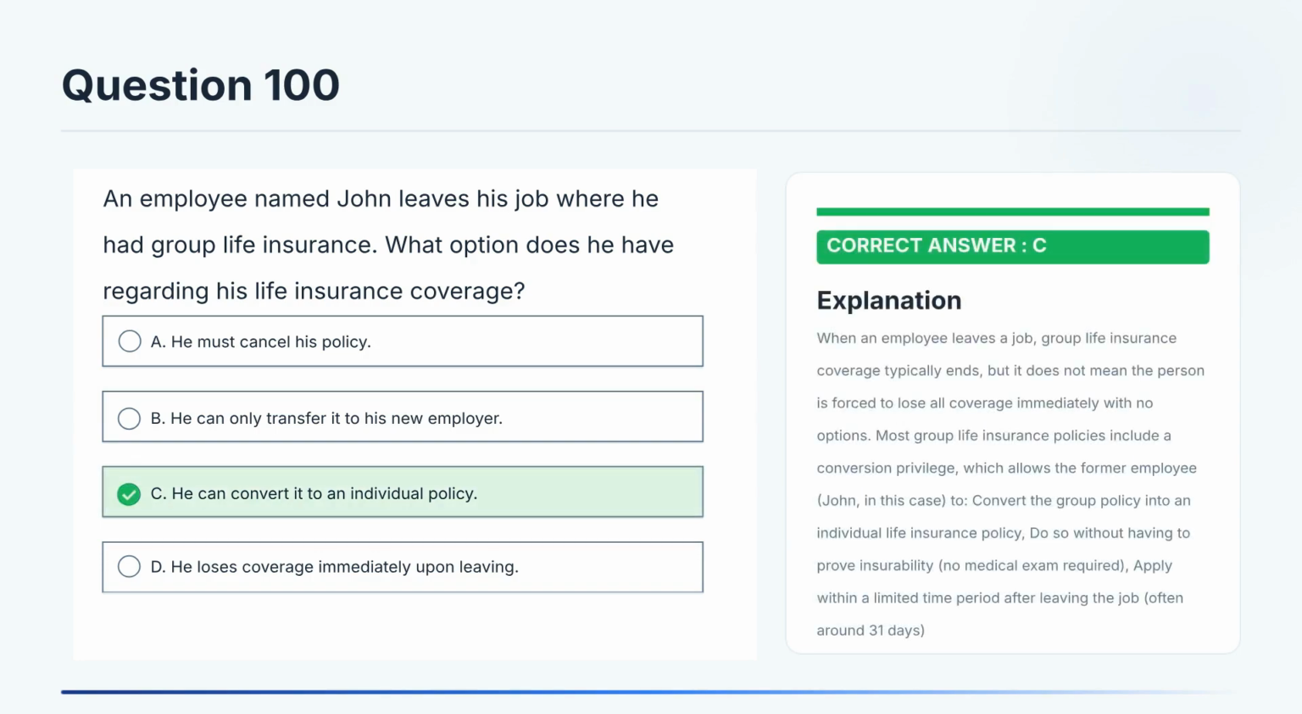The correct answer is C. He can convert it to an individual policy. When an employee leaves a job, group life insurance coverage typically ends, but it does not mean the person is forced to lose all coverage immediately with no options. Most group life insurance policies include a conversion privilege, which allows the former employee, John in this case, to convert the group policy into an individual life insurance policy, without having to prove insurability, no medical exam required. Apply within a limited time period after leaving the job, often around 31 days.